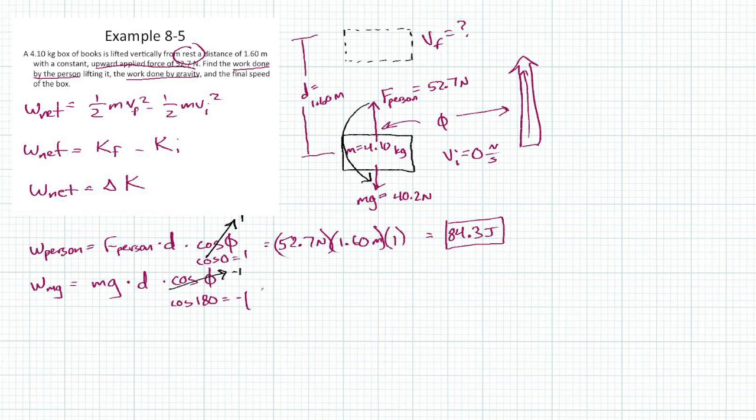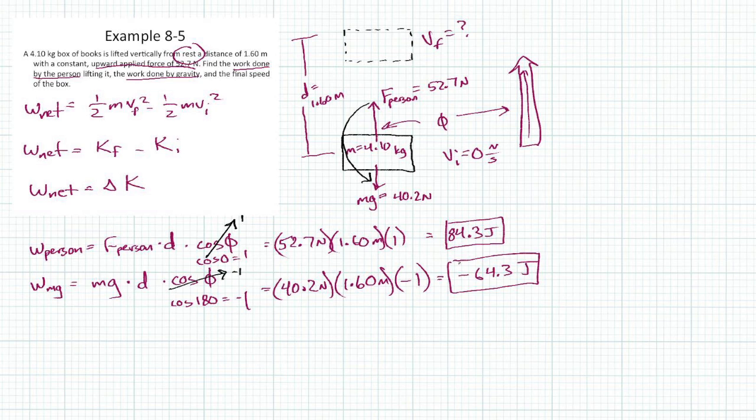So let's write this out. So what's the weight force? That's 40.2 newtons, right? 40.2 newtons of weight times 1.6 meters times the angle that it differs from the actual displacement. Well, it differs by a whole 180 degrees, so it's going to be times -1, that we multiply our weight force times displacement to get our weight work. So that means that our work done by weight, or work done by gravity, is going to be 40.2 times 1.60 times -1. That should be -64.3 joules. -64.3 joules.